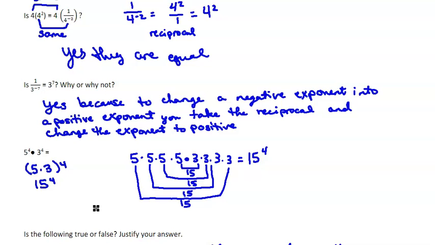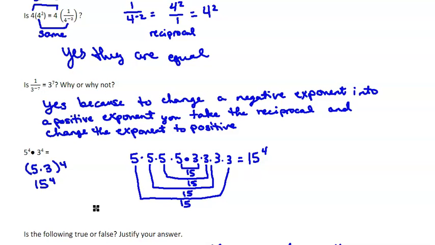All right, so you were asked whether 1 over 3 to the negative 7th is equal to 3 to the 7th. You should have said yes, because in order to change a negative exponent into a positive exponent, we are going to take the reciprocal, which means to flip the fraction, and then change the exponent to positive. So you would get 3 to the 7th over 1, and anything divided by 1 is itself.